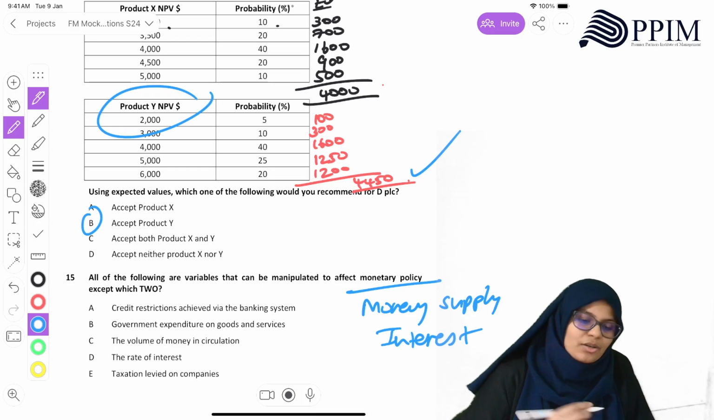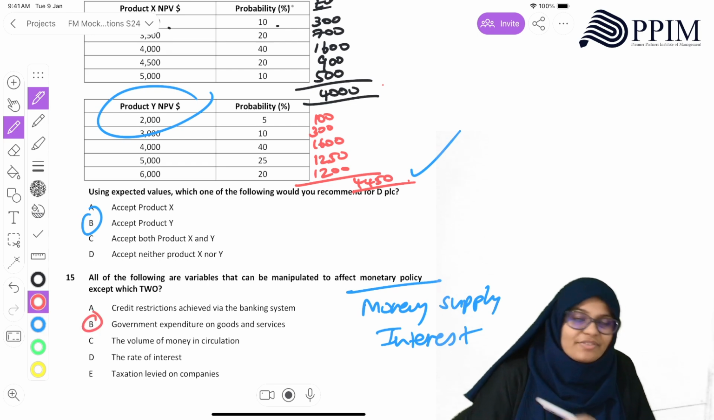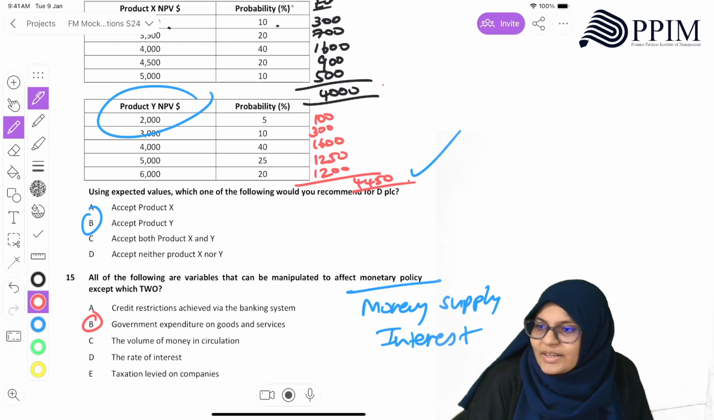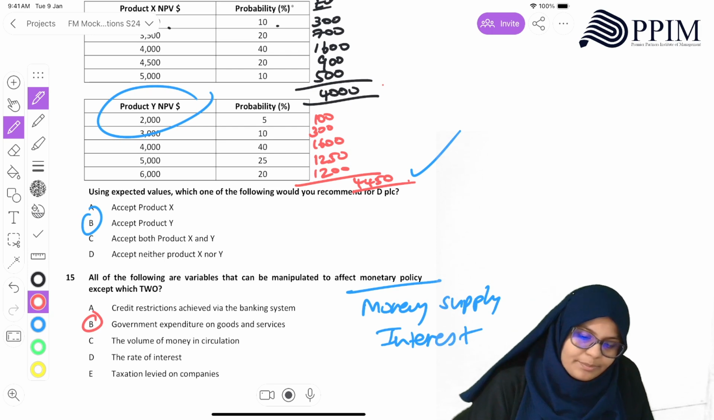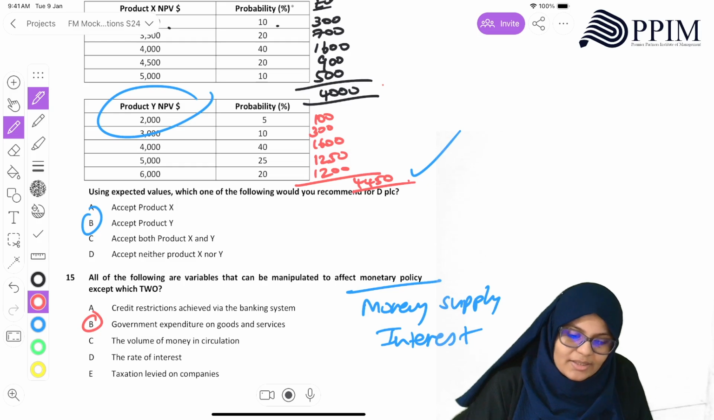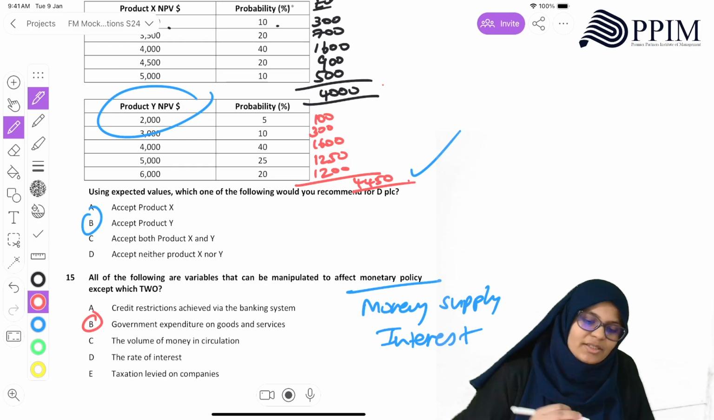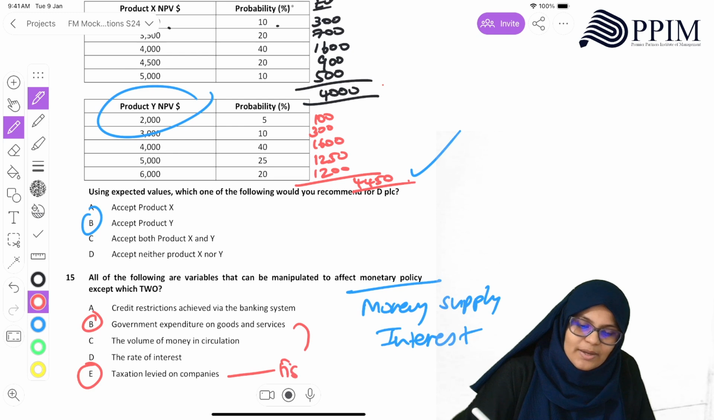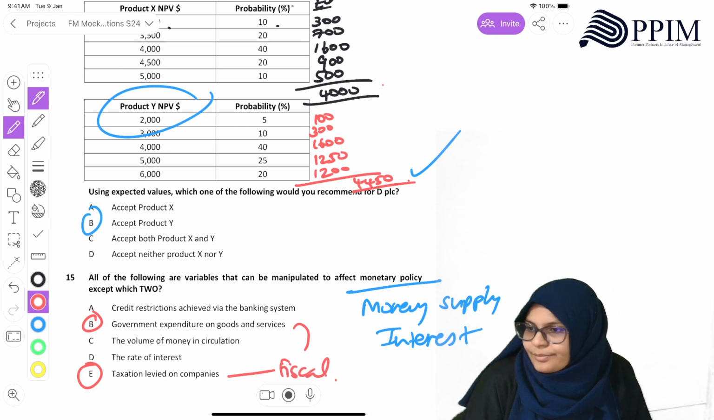Government expenditure on goods and services, we all know that is a fiscal measure, that's fiscal policy, right? So government expenditure definitely cannot be manipulated if you are going to affect the monetary policy. So B will be an answer. Volume of money in circulation, that is also part of monetary policy. The rate of interest also part of monetary policy. Taxation is part of fiscal. So B and E is actually fiscal. So that's why it is the answer. Okay.